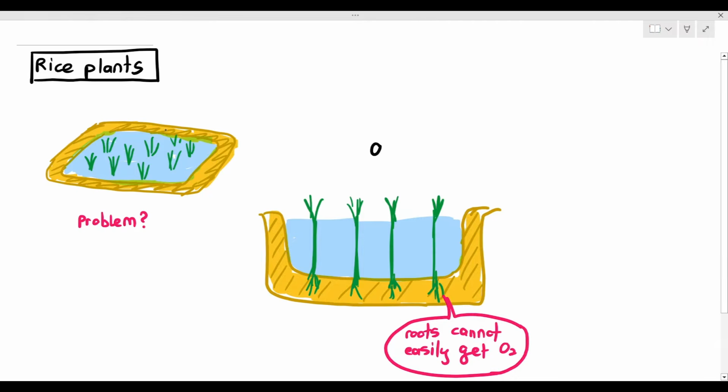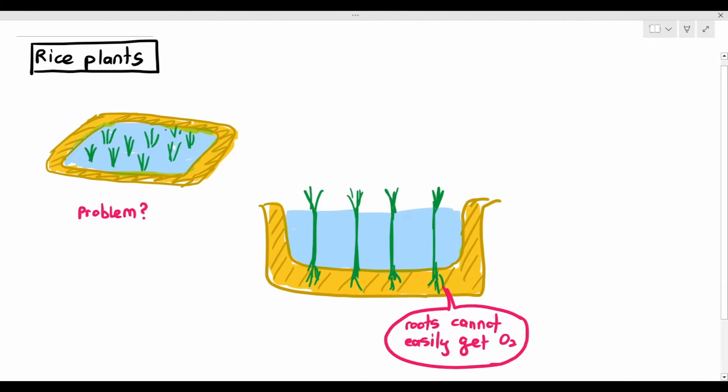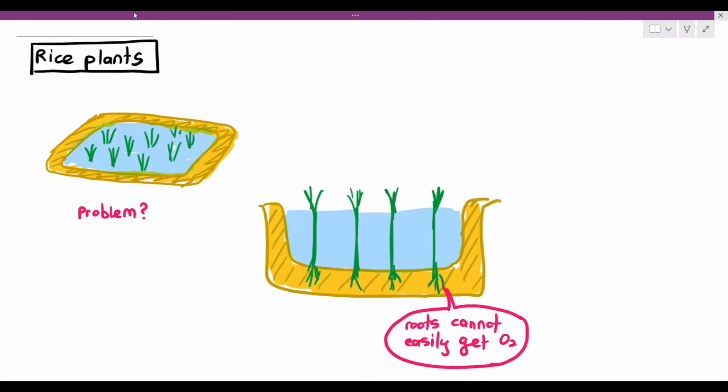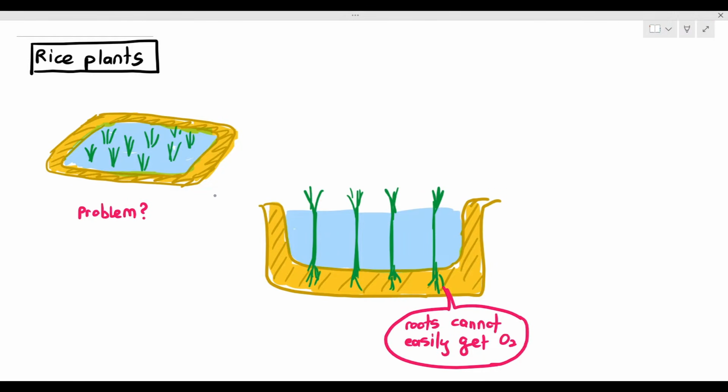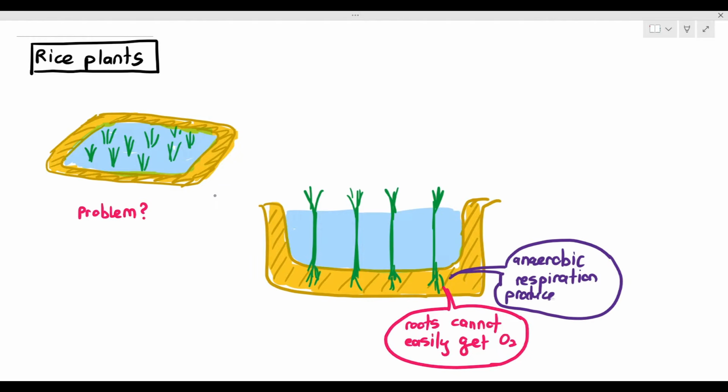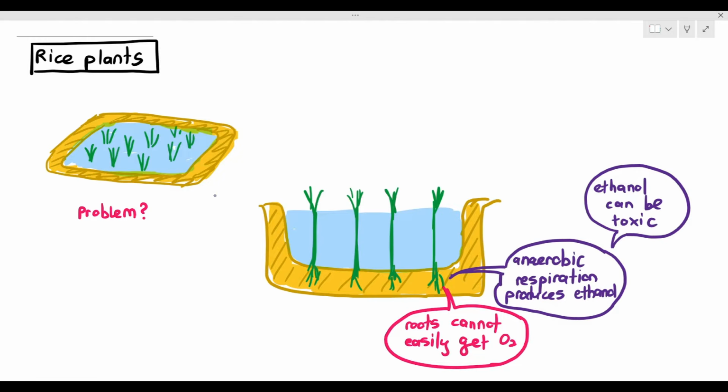So if the roots do not get enough oxygen, what happens to the root cells? The root cells will undergo anaerobic respiration, which we have discussed in the previous video. And what do we know about anaerobic respiration in plants? It will produce something known as ethanol. And I did tell you before that ethanol can be toxic to the plant cells. So the problem is the roots cannot easily get oxygen, and if they produce ethanol, the ethanol will kill the plants. So the rice plants have developed a few adaptations to solve this problem.